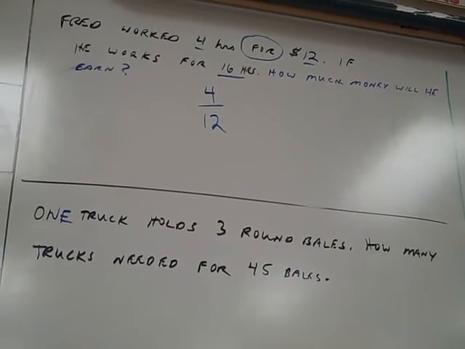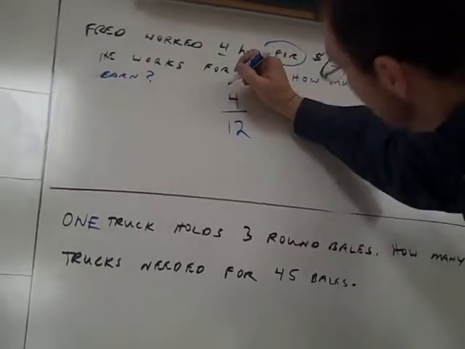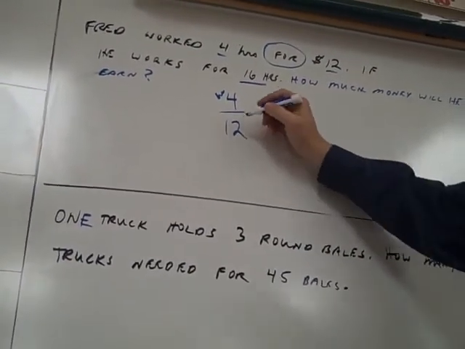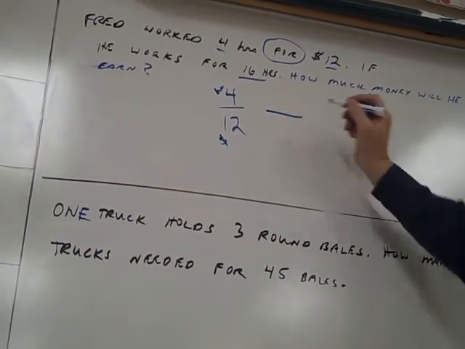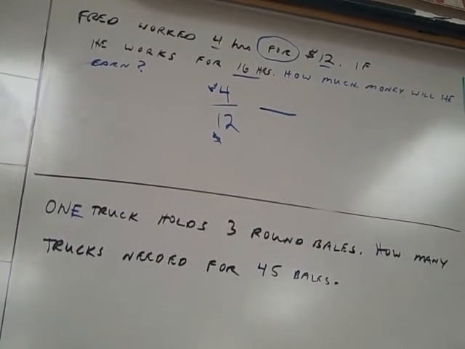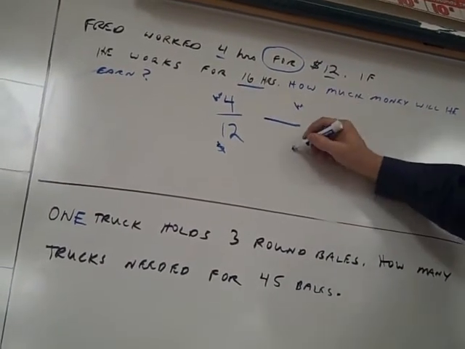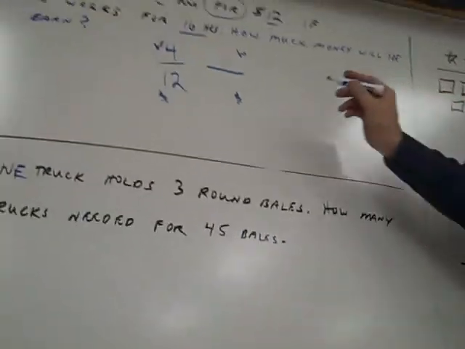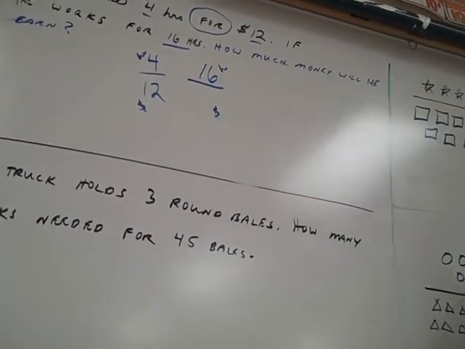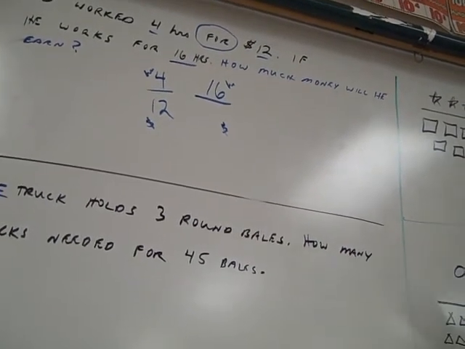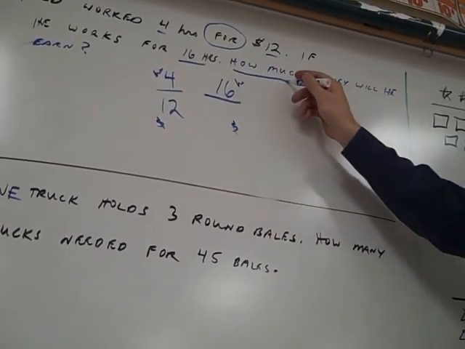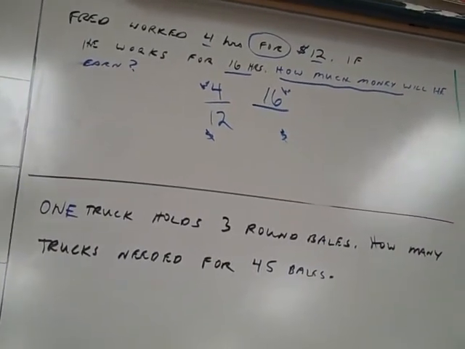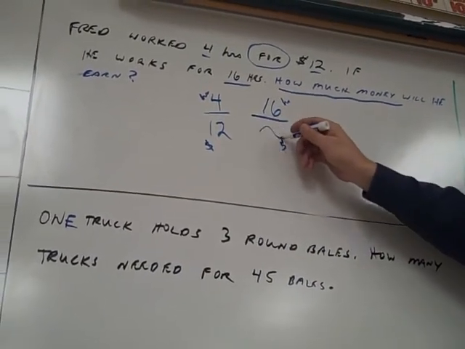Let's come back over here. What's the 4? Hours. What's the 12? Money. So in our second one, what does it have to be? Hours and money. So what is the 16? It's hours, thus it goes on top. Then it says, how much money? I don't know what it is.